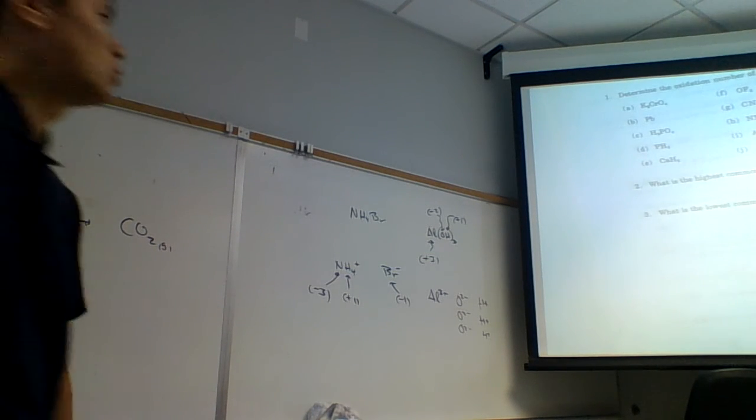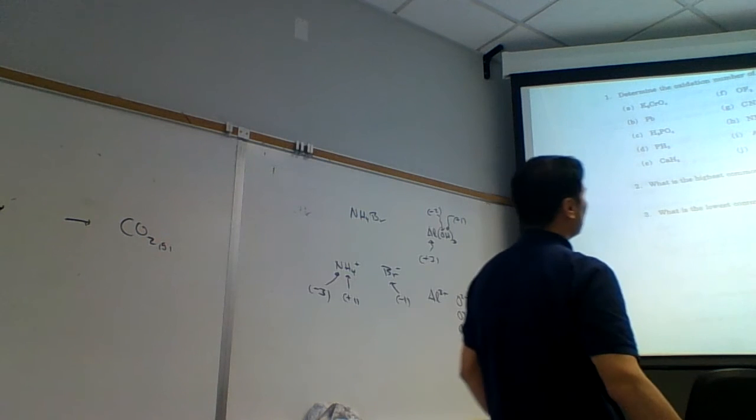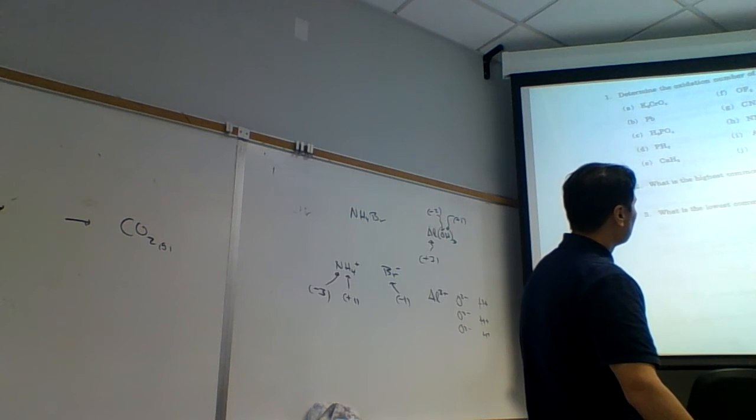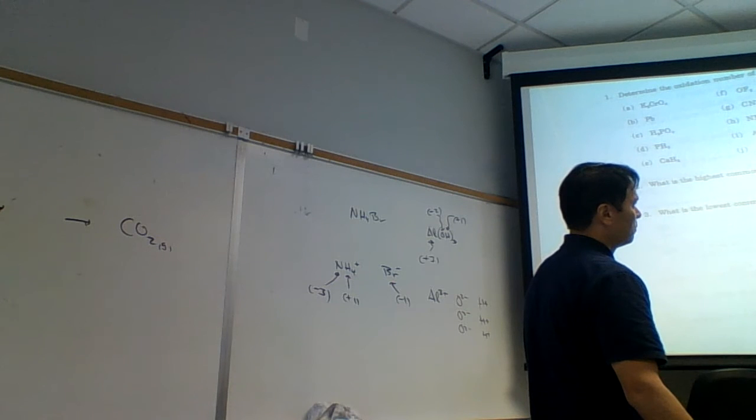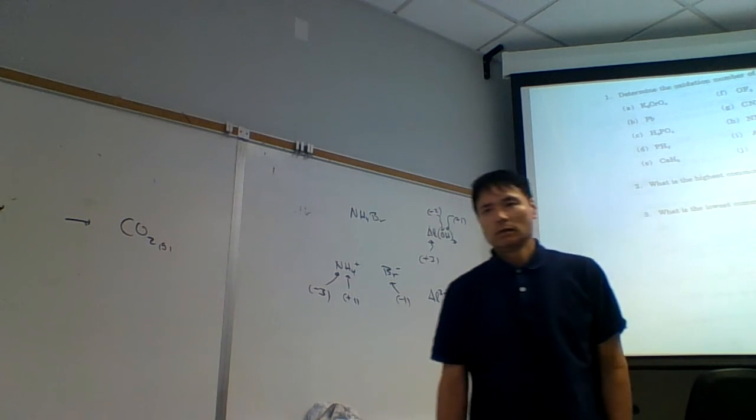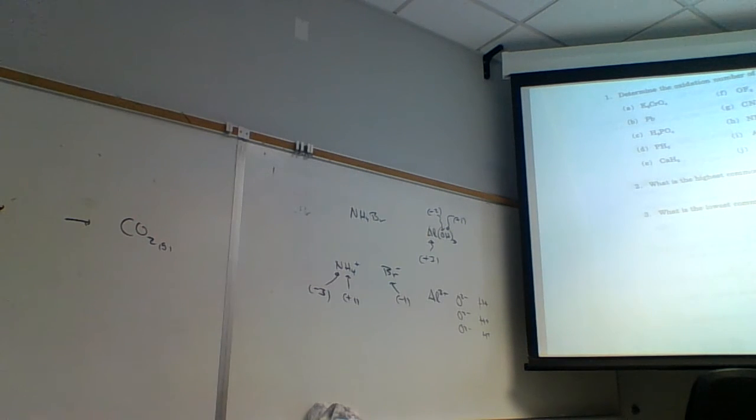Okay, let's take a look. What is the highest common oxidation state of carbon? Highest negative or highest positive? Well, we know carbon varies from what? -4 to +4. How did I get that? From the periodic table. So this is how we got it.